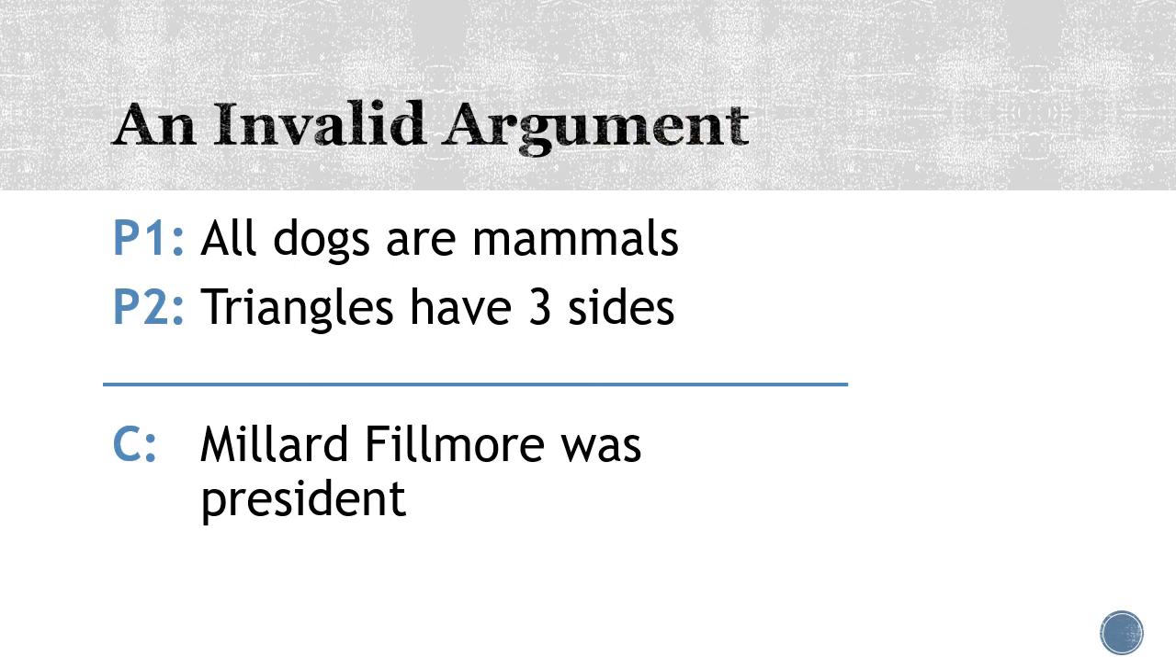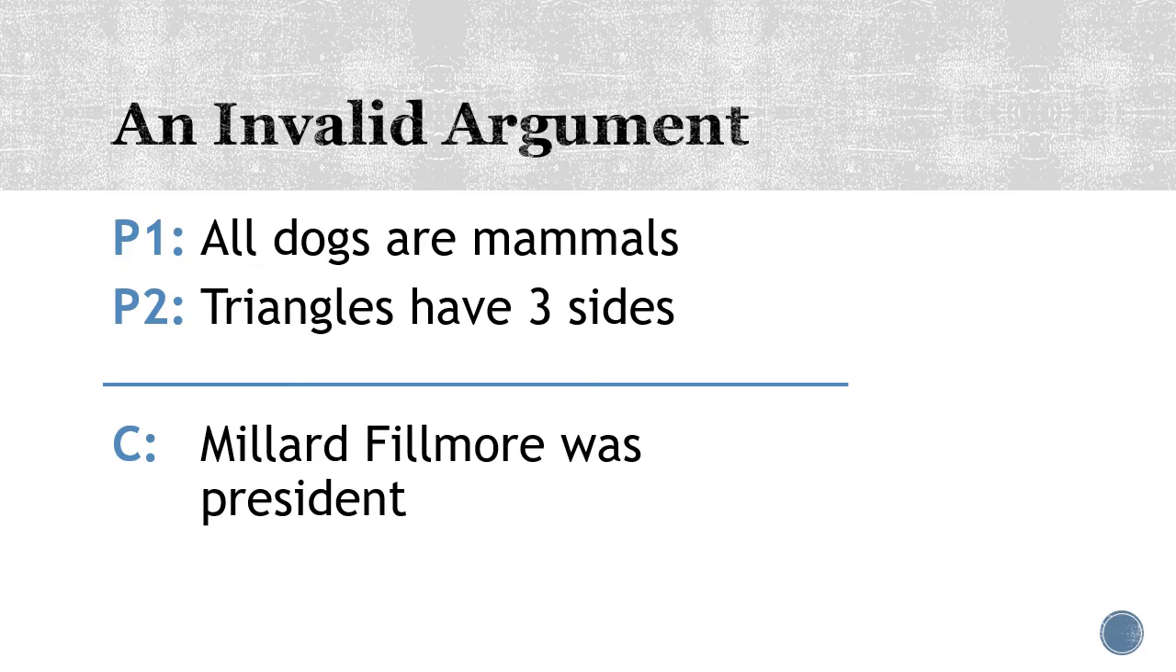Here's an example of an invalid argument. The first premise is that all dogs are mammals. The second premise is that triangles have three sides. And the conclusion is that Millard Fillmore was president. Okay. Now, I want you to notice something about this argument. All three of the claims, both premises and the conclusion, are all true. Okay, and so the word valid does not mean true. Again, the actual truth or falsity of any of the claims in an argument does not matter at all to validity. Instead, it's the structure of the argument.